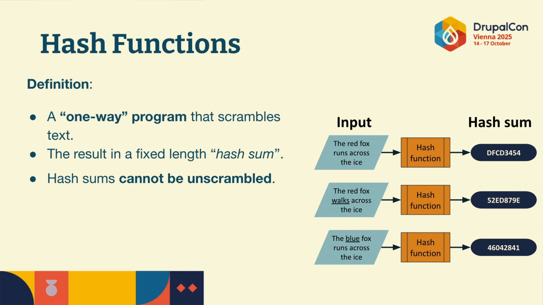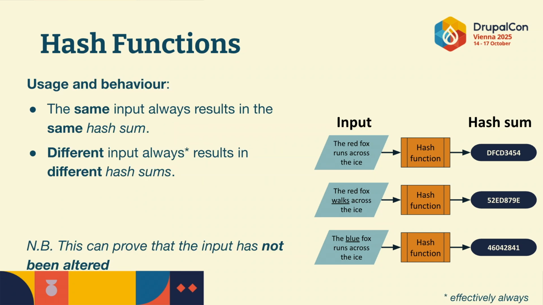And it's a one-way program, and essentially what it does is it just scrambles the content and then reduces it down to a fixed length code, what we call a hash sum, which is usually just hexadecimal. And the thing is that you can't go in reverse. So with this hash, you can't figure out what the original message was. All you can do is make sure that the message is the same thing as it was before. So that's where this interesting usage component comes in. If I feed the same input into one of these hash functions, it's always going to end up coming out with the same hash sum.